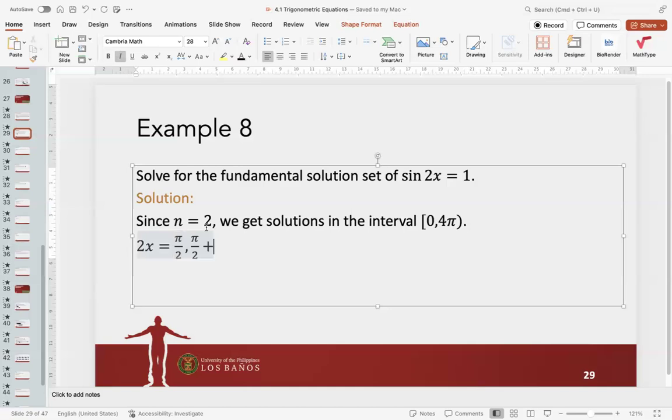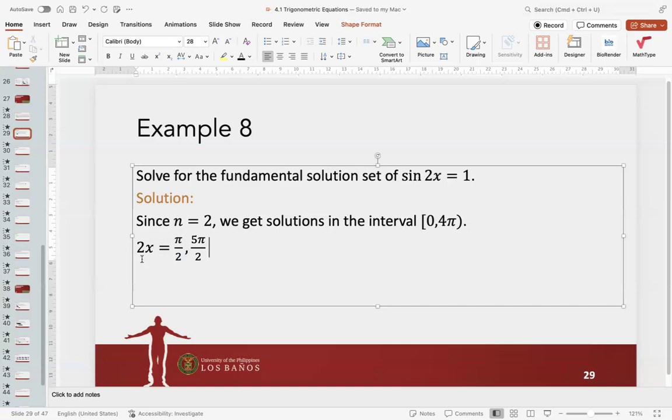So we will just add 2 pi to our solution so that we can extend our solution up to the second cycle, which is up to 4 pi. So if we add pi over 2 plus 2 pi, we are going to get 5 pi over 2. So these two are the solutions to this equation.